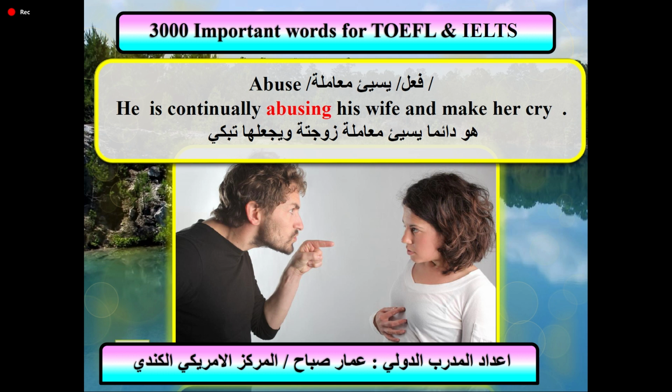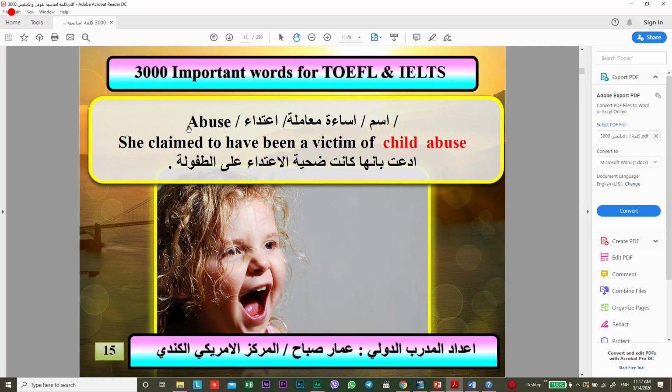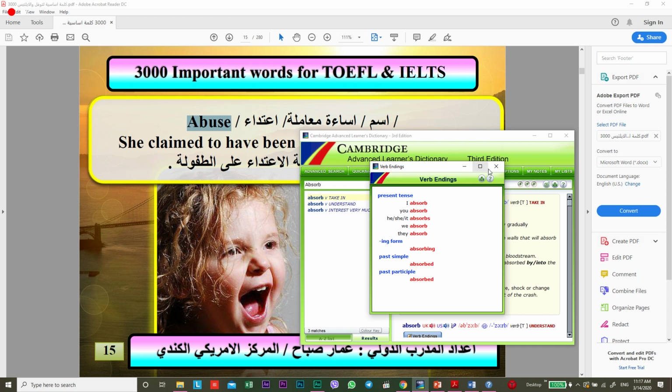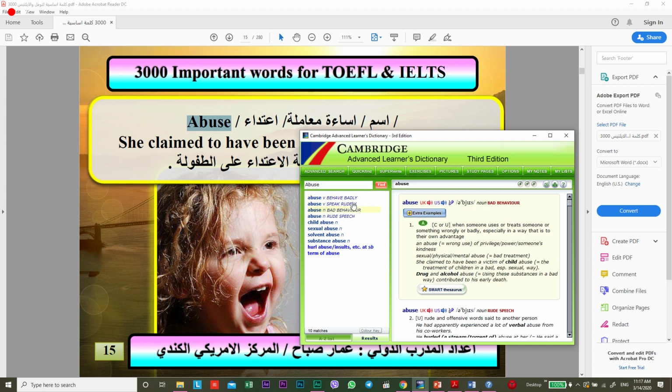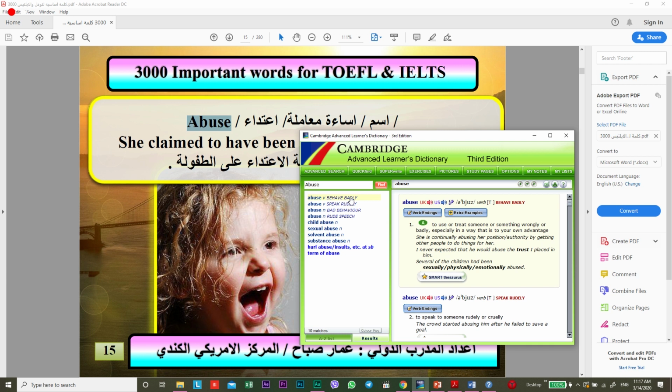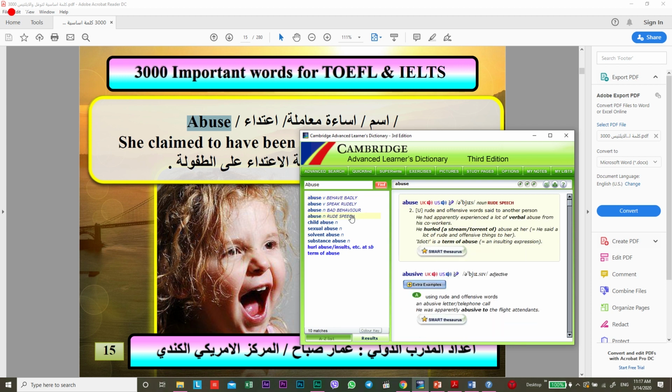The next one we have is abuse, also meaning mistreatment. It is the same spelling, so to see the difference, look at the pronunciation. Abuse with a z sound will be a verb. Abuse with an s sound will be a noun, meaning mistreatment. Clear?